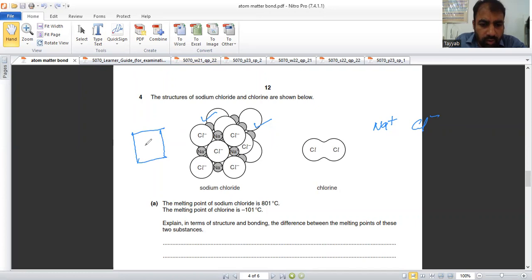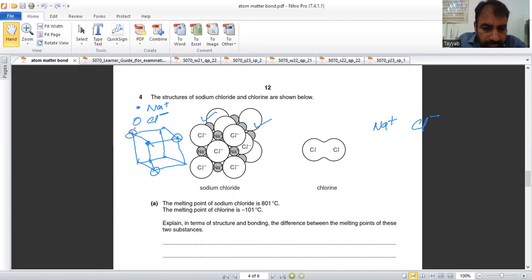Each sodium ion is bonded with... this is a cubical structure or crystal lattice structure. This small dot is showing sodium ion, which is positive, and the large dot is showing chloride ion, this one. So they are alternately bonded with each other.